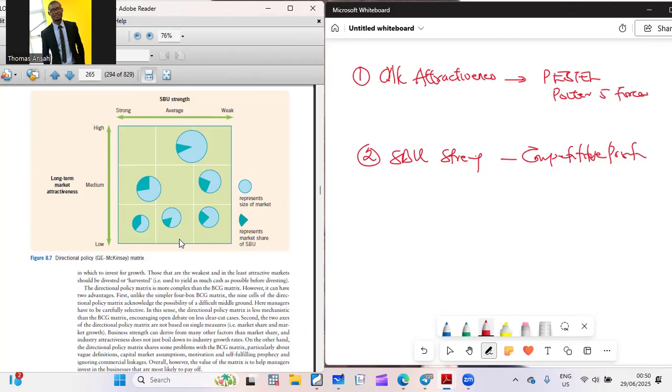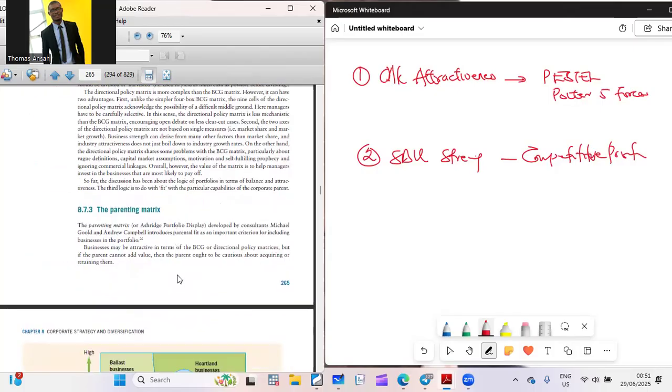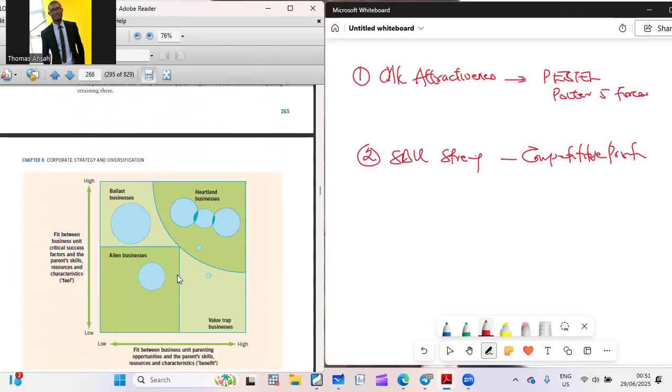It is said that for some of the averages you must face some form of trying to withdraw from it. And that is what we say hold. And sometimes harvest. Then the parenting matrix also looks like this. That's how the parenting matrix also looks.